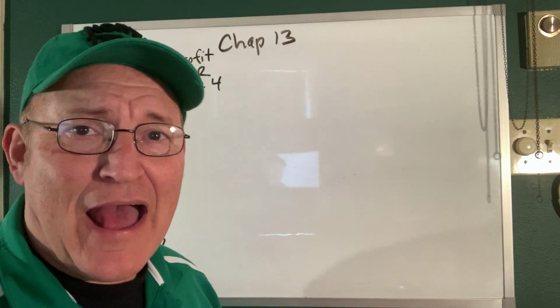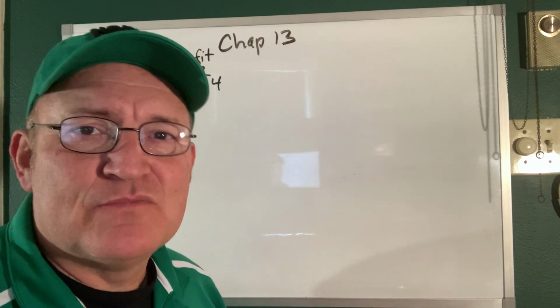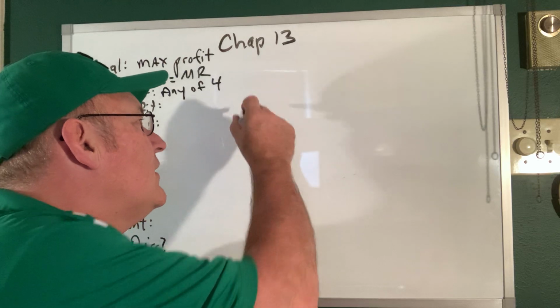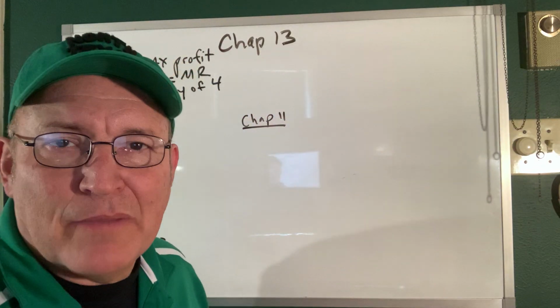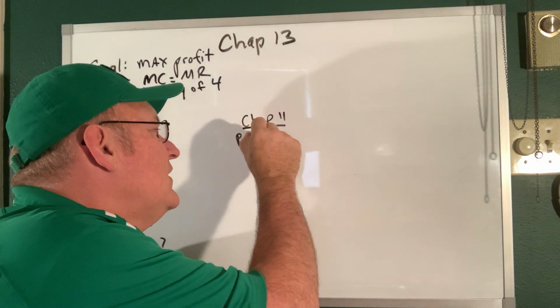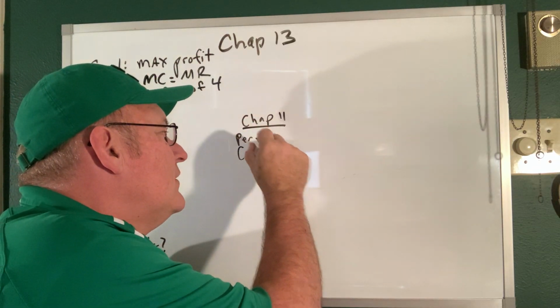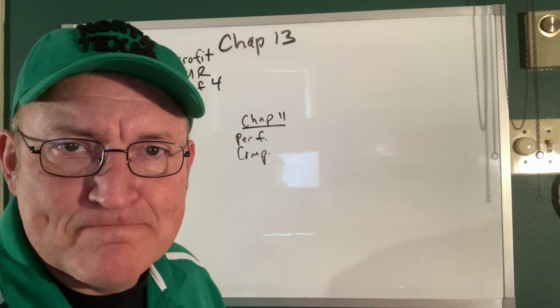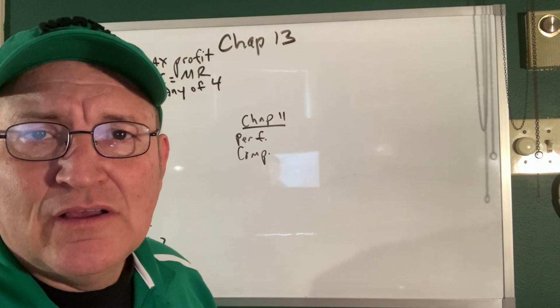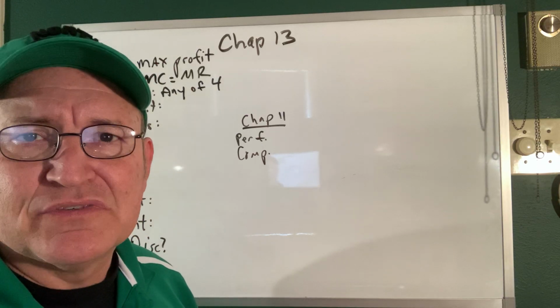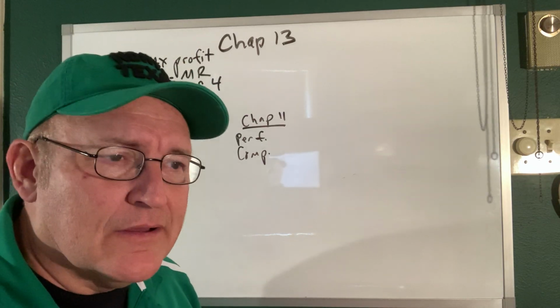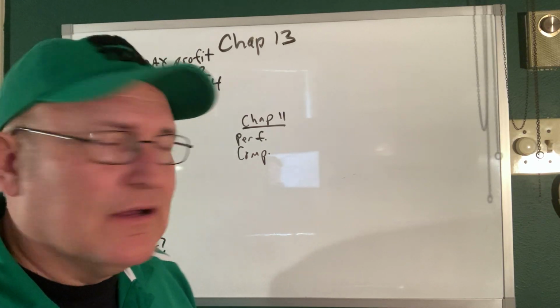Okay, I'm back. Chapter 13. So let's review it a little bit. In chapter 11, we talked about perfectly competitive market structures, right? Which is exactly what it sounds like. Perfect competition. And you'll recall some of the attributes: many firms selling almost identical products, etc.